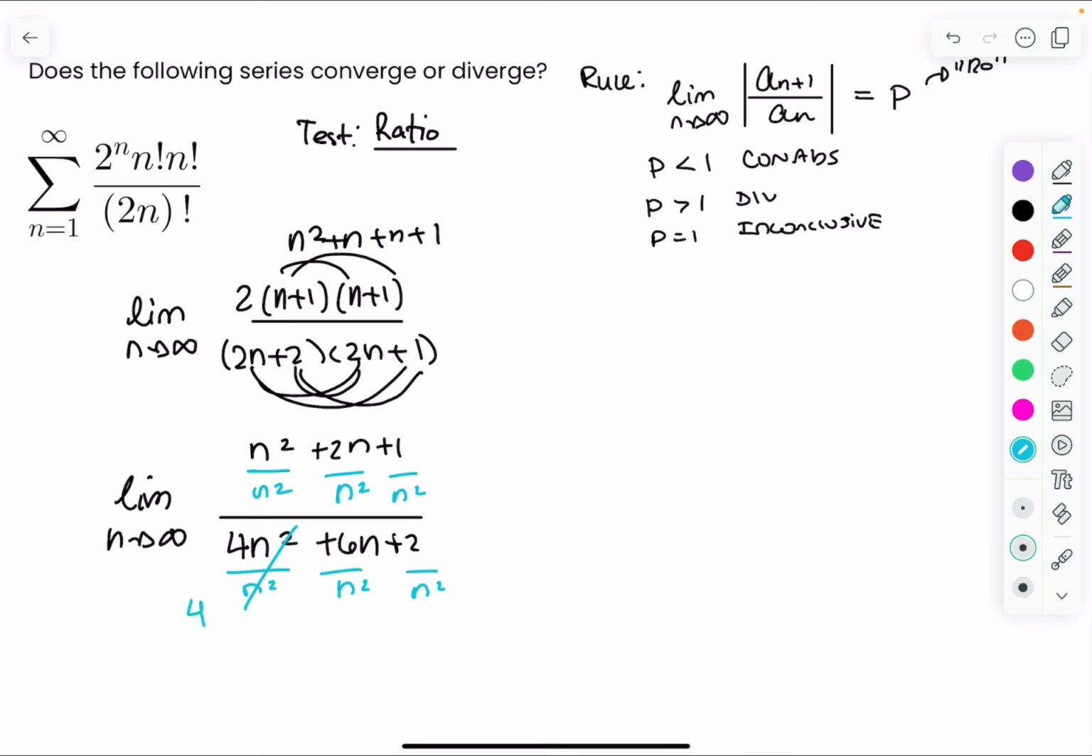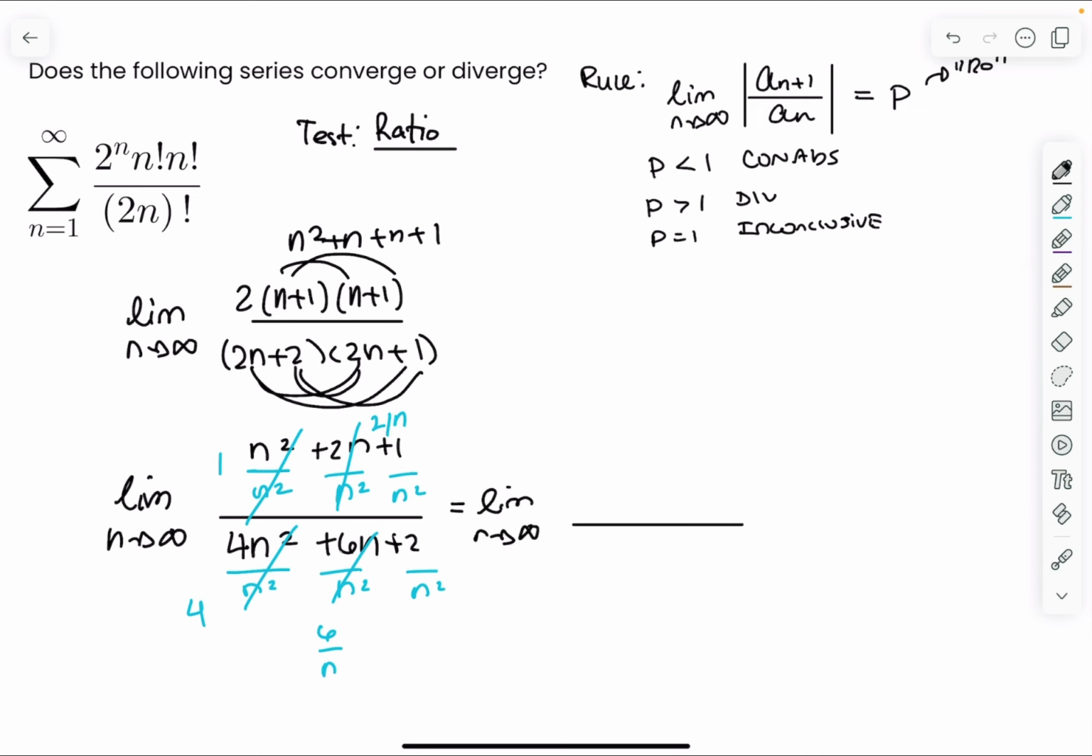So this cancels out to be 4. This cancels out to be 1. This cancels out to be 6 over n. This cancels out to be 2 over n. So we have the limit as n approaches infinity of 1 over 2 over n plus 1 over n squared, over 4 plus 6 over n plus 2 over n squared.